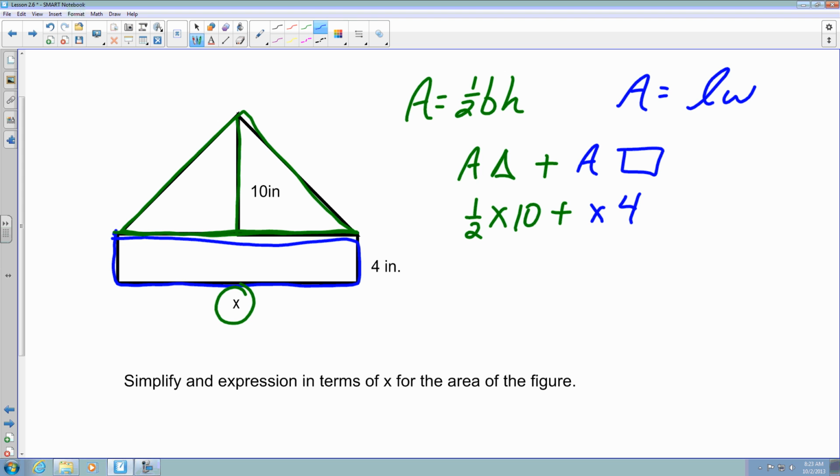So now I just use order of operations to help me solve it. So now I'm going to say, well, 1/2 times x times 10, that's all one operation. So I can say that this is 5x plus 4x. And are these things like terms? Yes, they are. So I can combine these to be 9x.